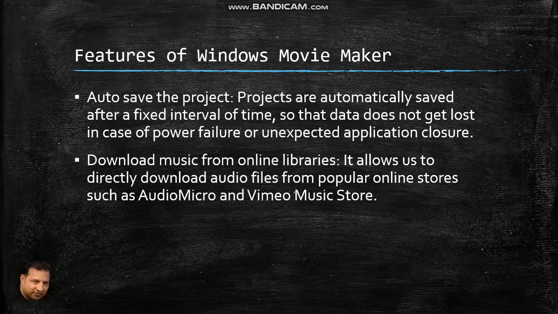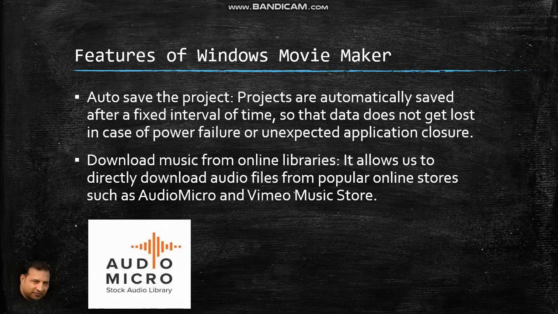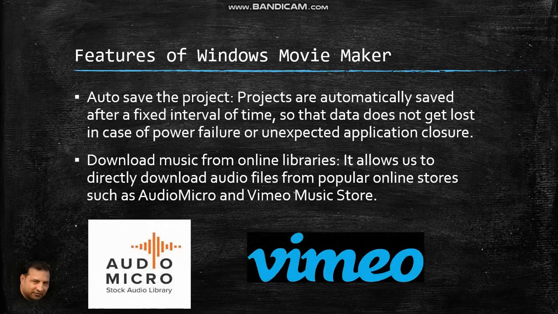Next feature we have is download music from online libraries. There are various online sources from where it can download music very easily. It allows us to directly download audio files from popular online stores such as Audio Micro and Vimeo Music Store. So these are two different libraries available on internet.